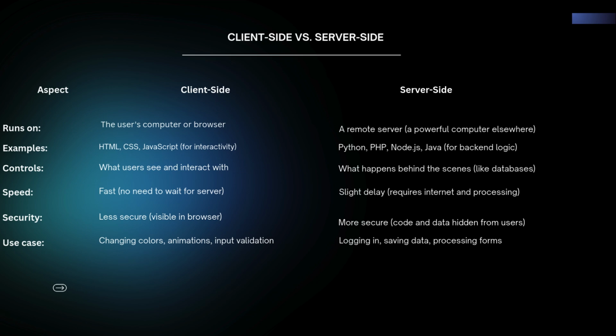When you look at the control side, the user sees and interacts with it. On the server side, it's behind the scenes. You can't see the database, but things are working. When you look at speed, the client side is fast compared to the server side, because the server side has a bit of processing and also requires internet. Unfortunately, security wise, the client side is not secure. The server side is more secure because the code is hidden from the user.